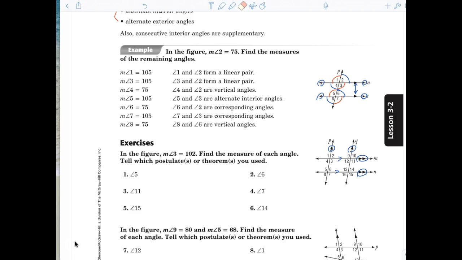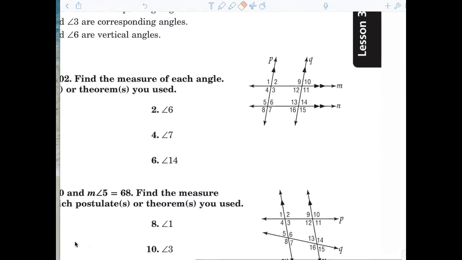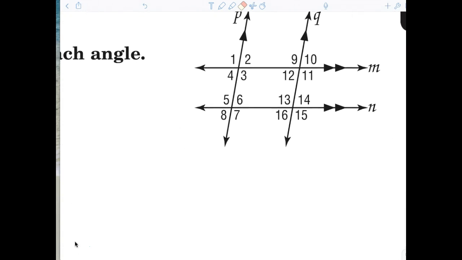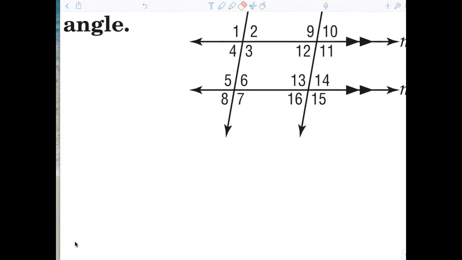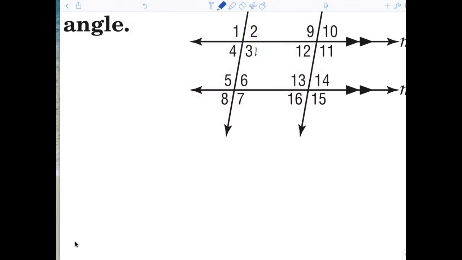And again, here is what I used to tell my kids first. If the measure of angle 3 is 102, I'm just going to write 102 down for the measure of angle 3. So this over here, angle 3 is 102 degrees. Is everybody happy with that? Just listen. Let me get through it. That's 102. Now, I don't do anything else from there, right?